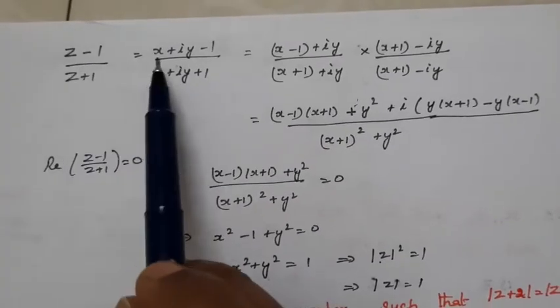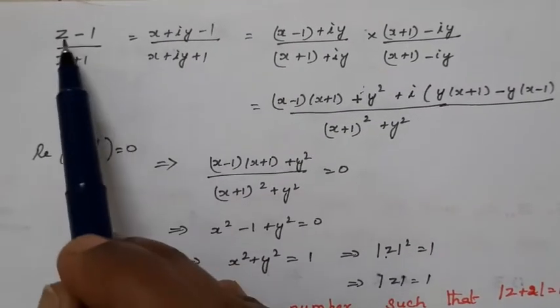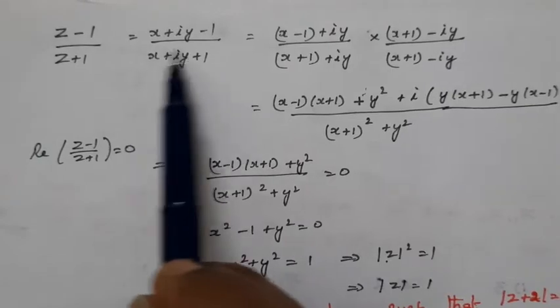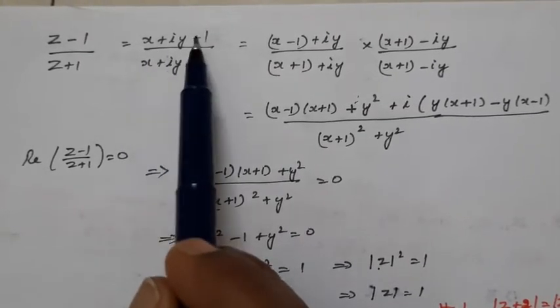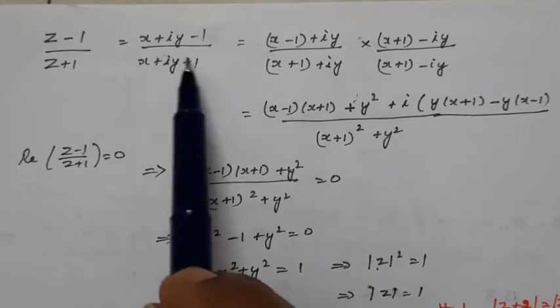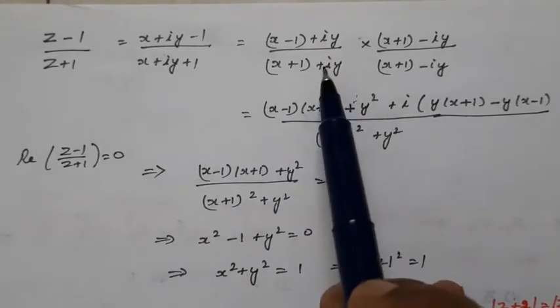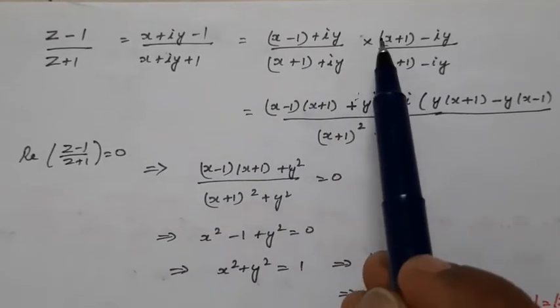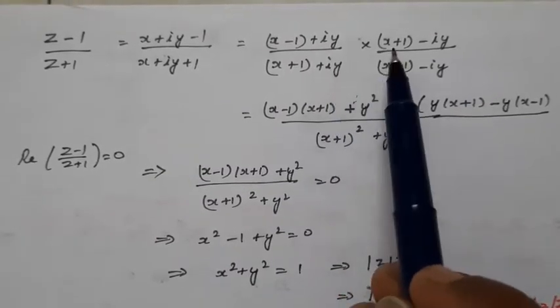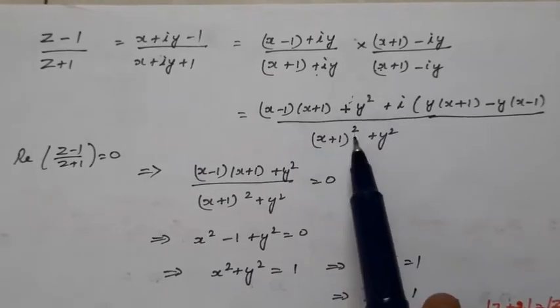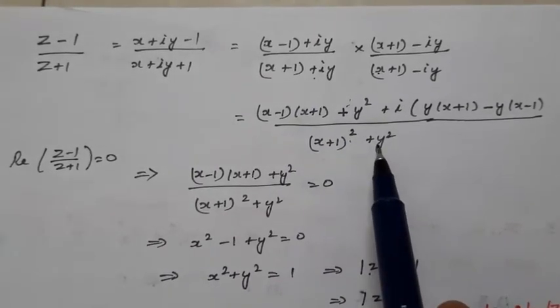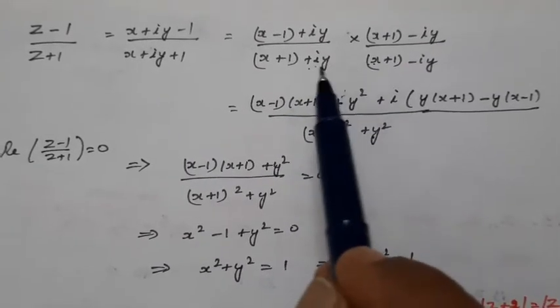Substituting Z as x plus iy, it will become x plus iy minus 1 by x plus iy plus 1. Grouping the real terms, it will be x minus 1 plus iy divided by x plus 1 plus iy. Again, in order to make it in the rectangular form, let us multiply and divide it by its conjugate, x plus 1 minus iy. The product in the denominator is x plus 1 the whole squared plus y squared, because they are conjugates of each other.